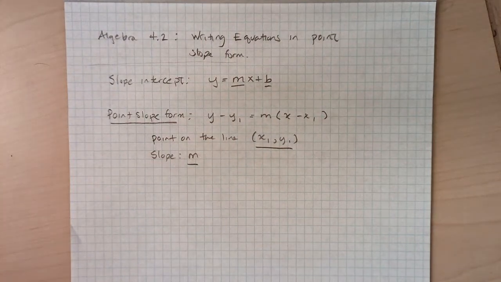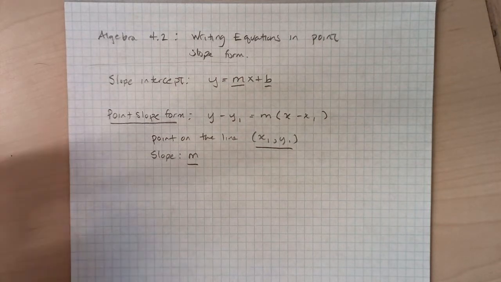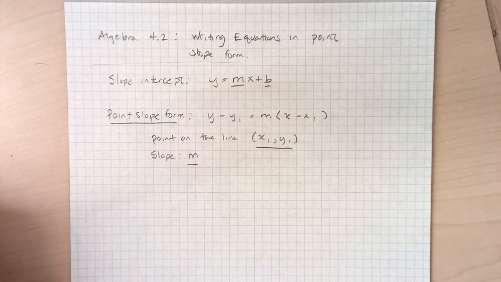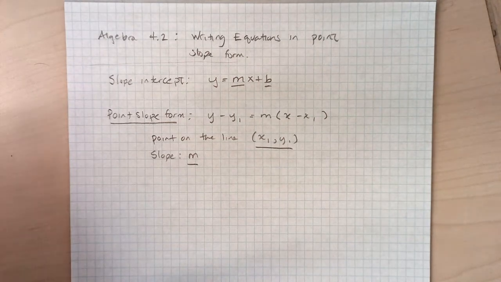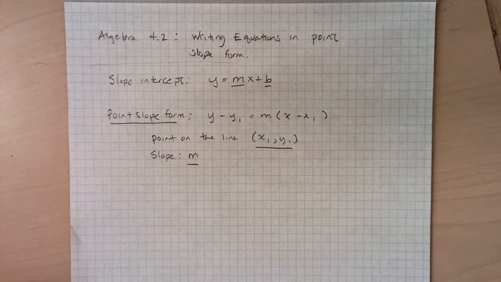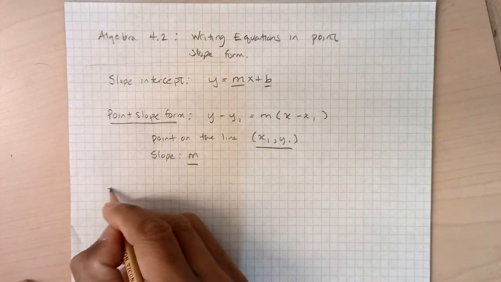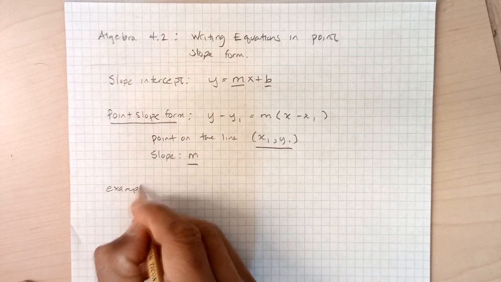So if I were to make some connections between point-slope form and slope-intercept form, for each of the forms, you need two things. Slope-intercept form, you need the slope and the y-intercept. Point-slope form, you need the slope and a point, or a point and the slope. That's why it's called point-slope form. So we'll take a look at a couple of examples here.